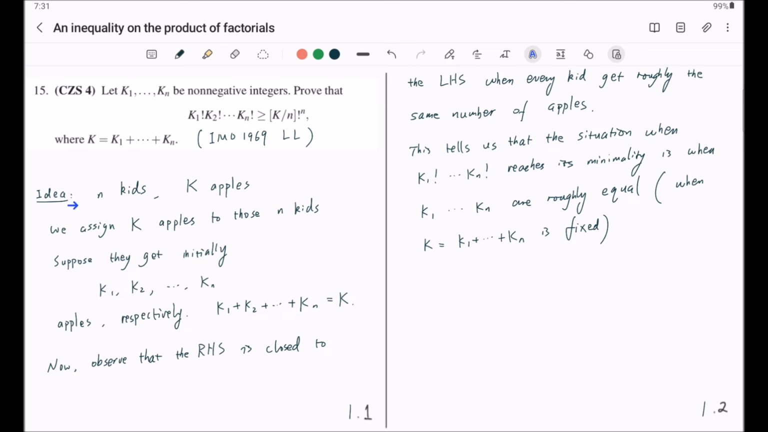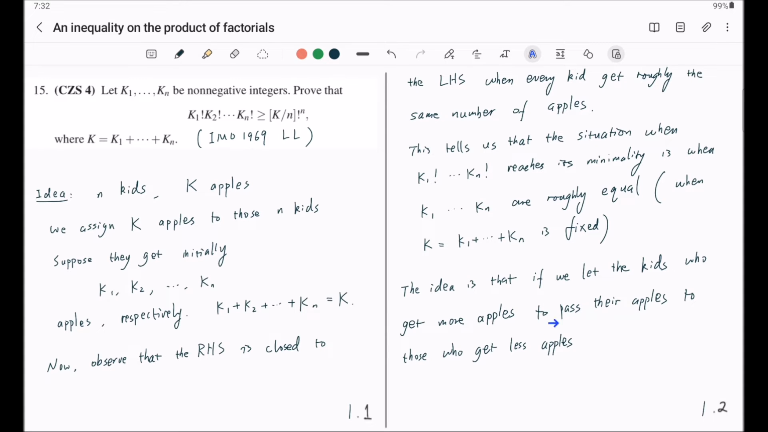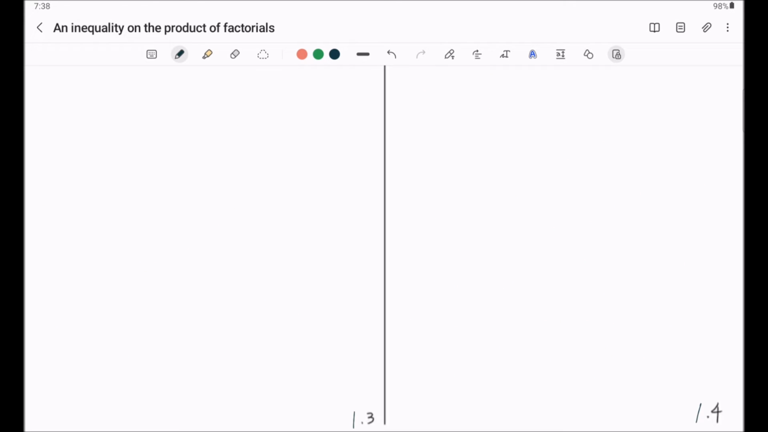And now here's the key idea of the proof. The idea is that if we let the kids who get more apples than others pass their apples to those kids who get less apples, then hopefully this procedure will make this product smaller. And we will see in the details of the proof that this is indeed the case. Now here is the formal proof.